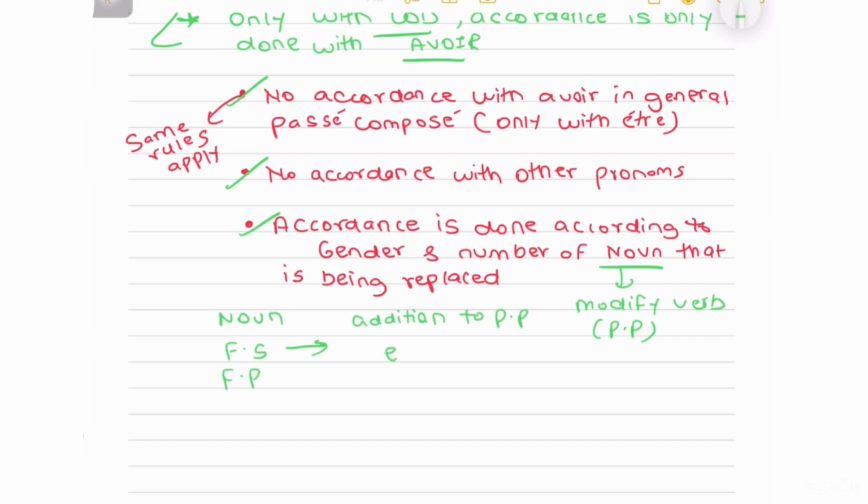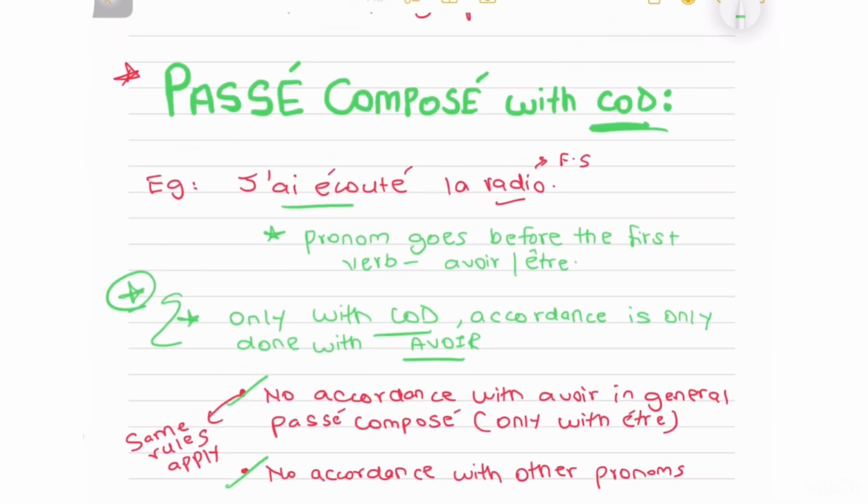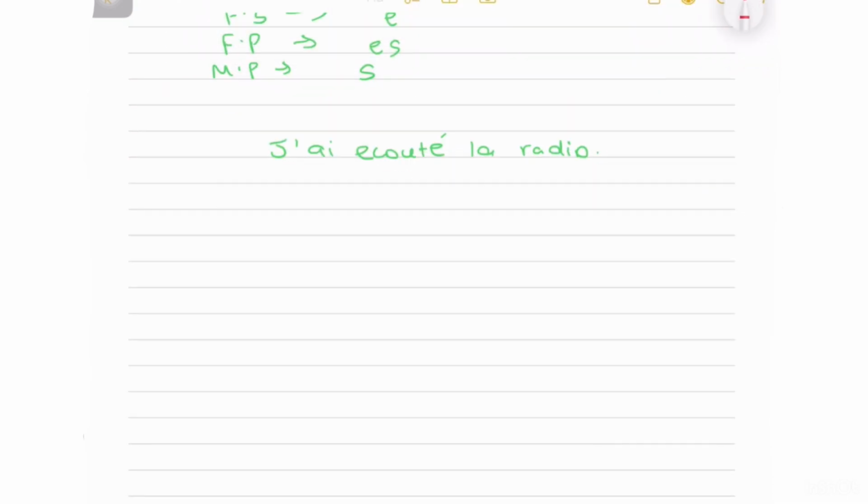If it is feminine pluriel, you will add an E and S to your past participle. If it is masculine pluriel, just an S. For masculine singular, we don't have to make any changes, right? So here I had j'écoutais la radio. How do I convert it now? Basically the same steps. This is your verb, this is your noun, nothing between them, direct.